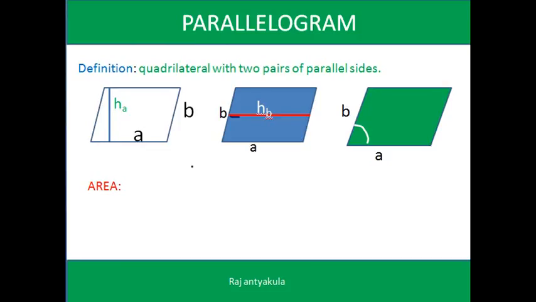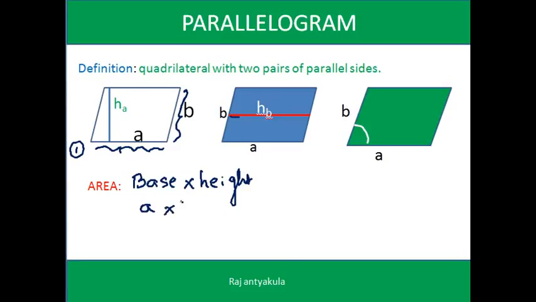Coming to area of a parallelogram. Area of a parallelogram is base into height. Now look at the first figure. You can consider this as a base as well as this as a base. I know this base and I know the height. Height is the perpendicular drawn from the opposite side. Whereas if I consider this as a base but I don't know the height between these two, then to find the area of the parallelogram, I will consider A as the base and HA as the height.